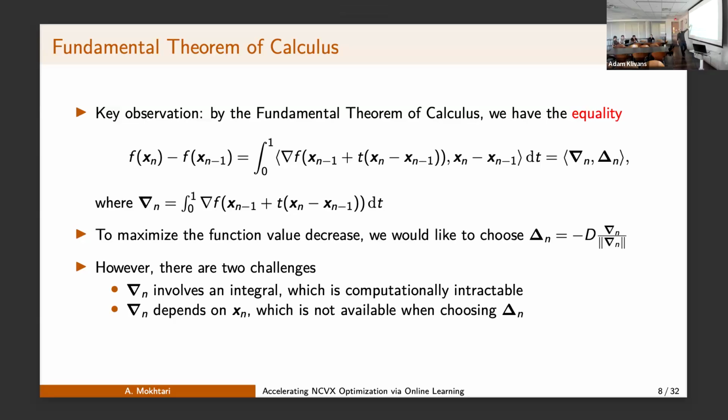Because finding this nabla requires knowledge of the next point that you don't have access to, right? I'm at xn minus 1. I want to pick my next step to go to xn, but the best step depends on xn, right? So that should bring up online learning to your mind when you think about it.